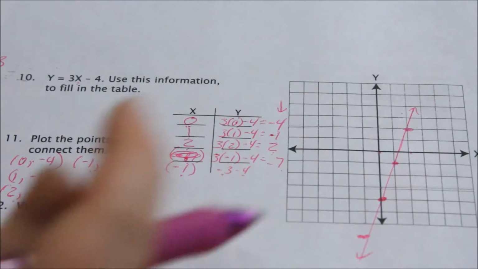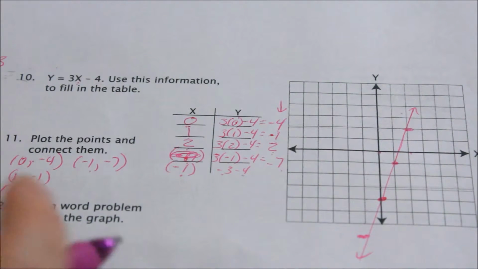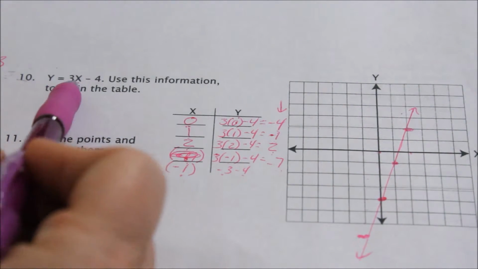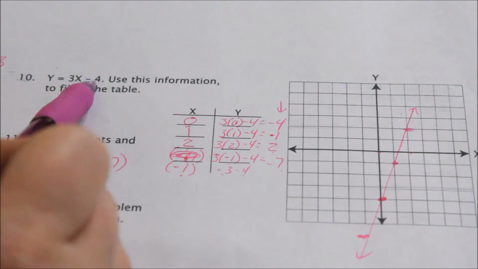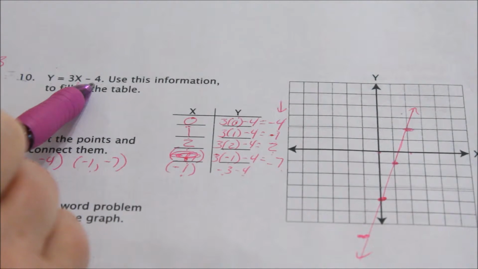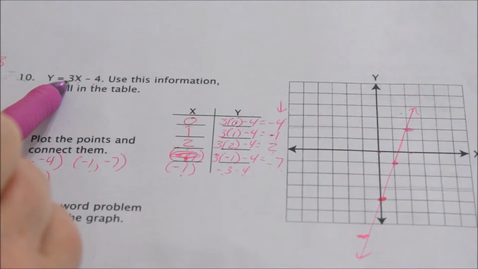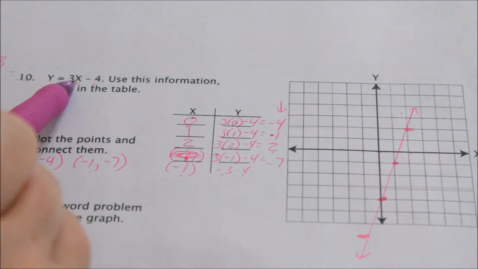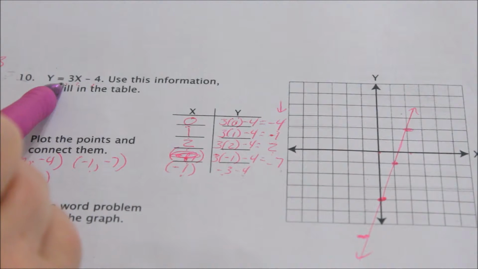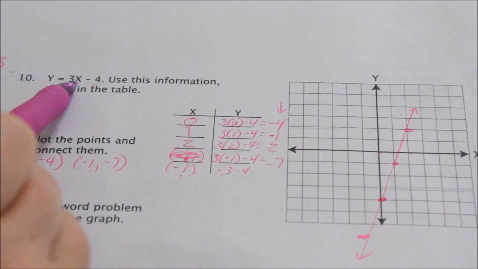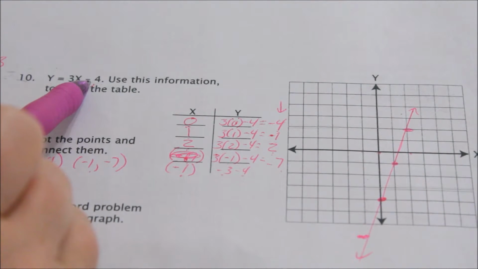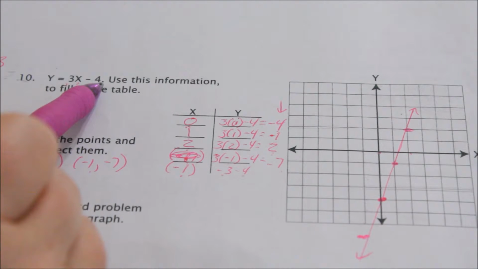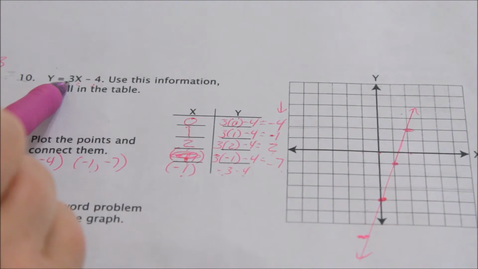Then number 12 says write a word problem that fits the graph. Basically, with this equation, this number here represents what you are starting with. This number here means you're making, let's just say, $3 every hour. 3 times x, $3 times every hour I work. So let's just say I started out with $4 in debt. Since I'm in debt, I went to work and I made $3 an hour.